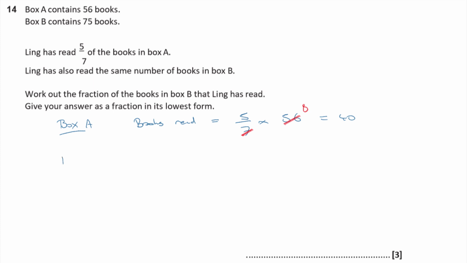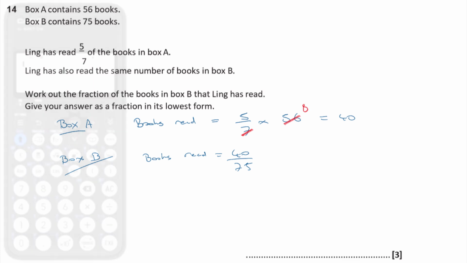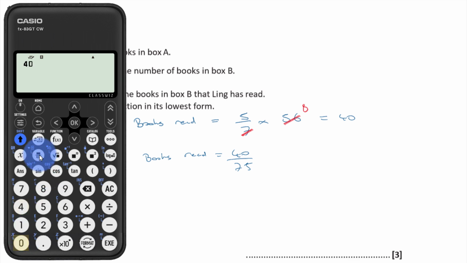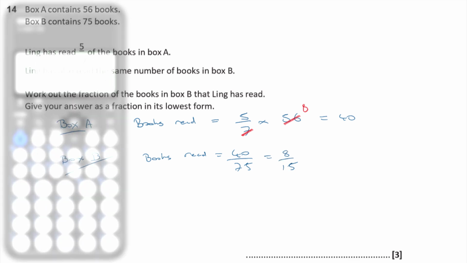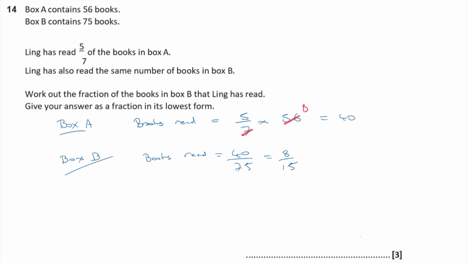So the fraction of books read for box B is 40 over a total of 75, and we want to cancel that down. We could just use the fraction key on a calculator, it's probably easiest. So 40 over 75 is 8/15. Let the calculator take the strain there. That is in its lowest terms, and that's my answer, 8 over 15.